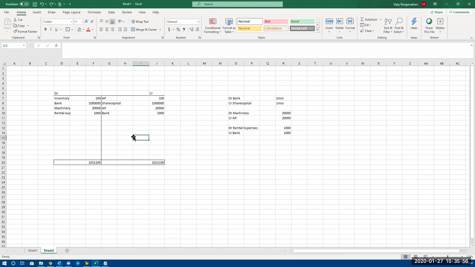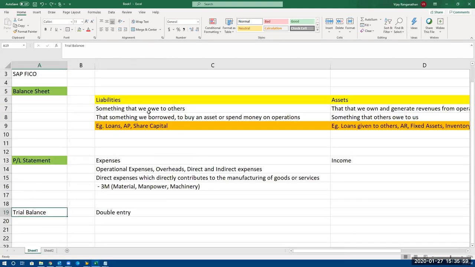Okay, so far you know what's a trial balance, what's a profit and loss statement. These are three important statements: balance sheet, profit and loss statement, and trial balance. Now here comes the important part. What is the debit, what is the credit? Why do we have a debit, why do we have the credit? What do we credit, what do we debit? What if you do vice versa? What if you don't know what to debit, what to credit? So far it's easy to follow. Yes.